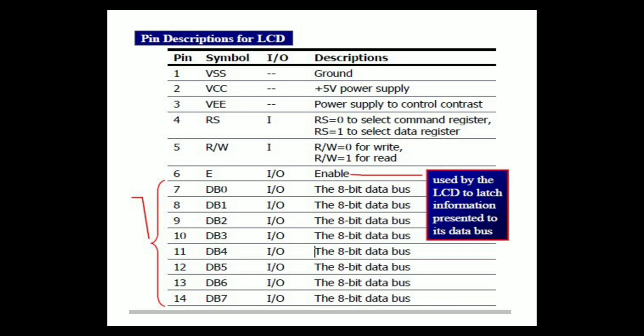RS is always an input pin. Remember this, RS is always an input pin, and whenever you send RS equal to 0, it means you are selecting the command register. RS is 0, it means you are selecting the command register. And when RS is equal to 1, we are selecting the data register. Suppose we want to send data, then this RS pin has to be 1.